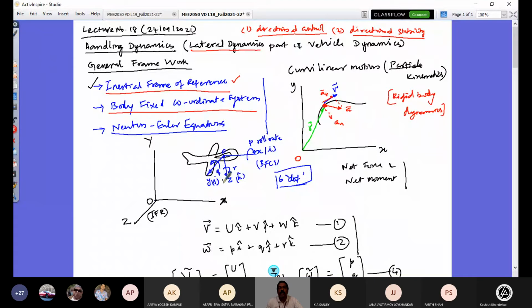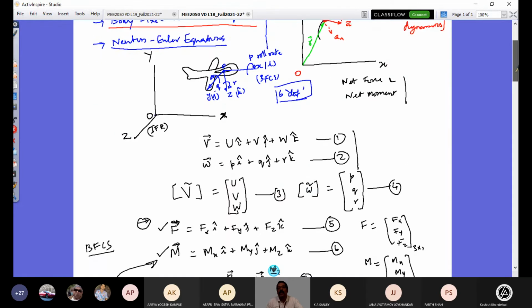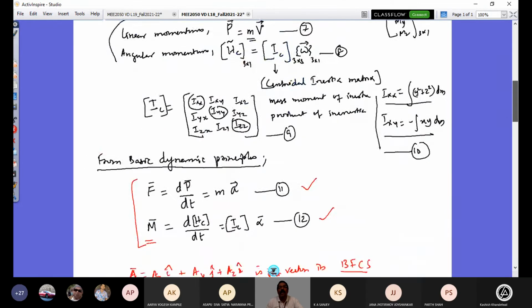So the moment you say the symmetry comes into picture for a rigid body, for a vehicle, this mass moment of inertia term becomes simplified. So other than the XZ term, the rest of them would be zero. IXZ is going to be nonzero because of the symmetry plane, and you would have IXY or IYX or IYZ or IZY equal to zero.